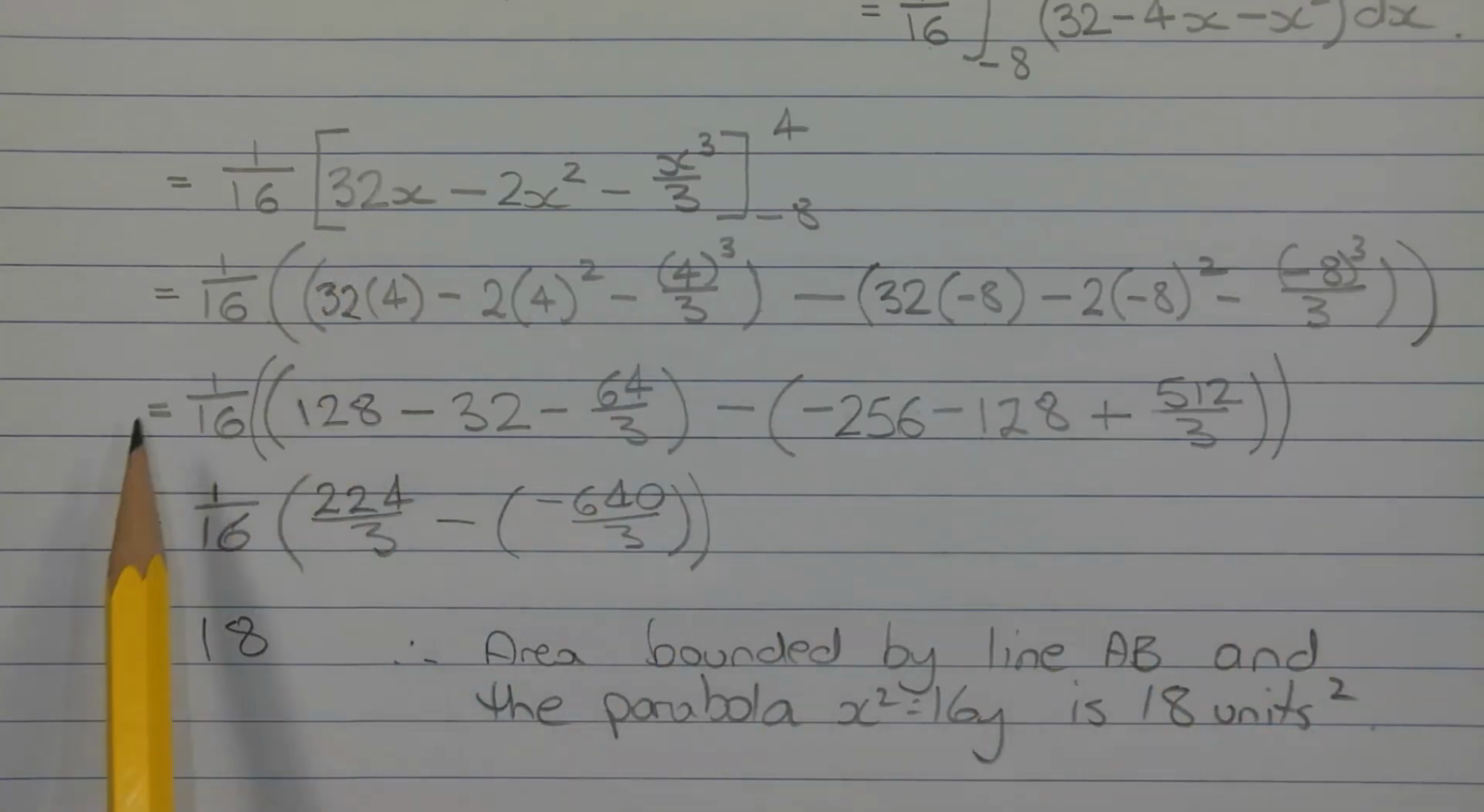Now, after some simplification, eventually this evaluates to 18 if it's done correctly. Therefore, the area bounded by line AB and the parabola x squared equals 16y is 18 square units.